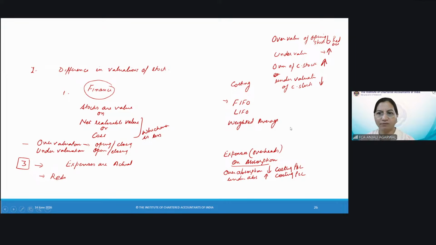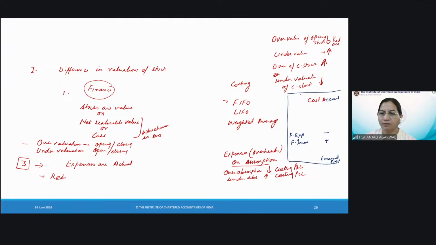Now, there are different ways in which you can reconcile. You can start with the cost accounting books. So how do you reconcile? Start with the cost accounting books and reach the financial profits. So you'll have to make some adjustments. Like if an item is purely financial expense, you will have to subtract. If an item is purely financial income, you will have to add.